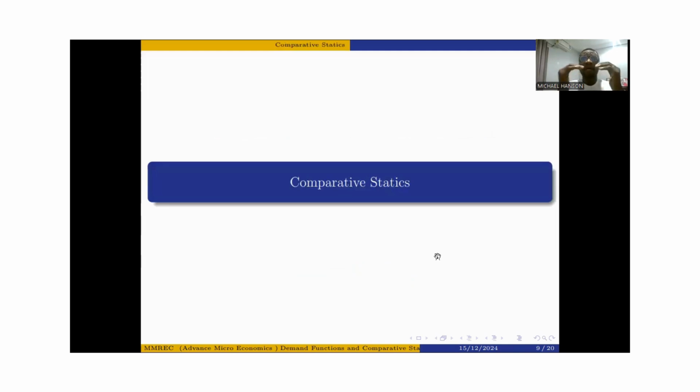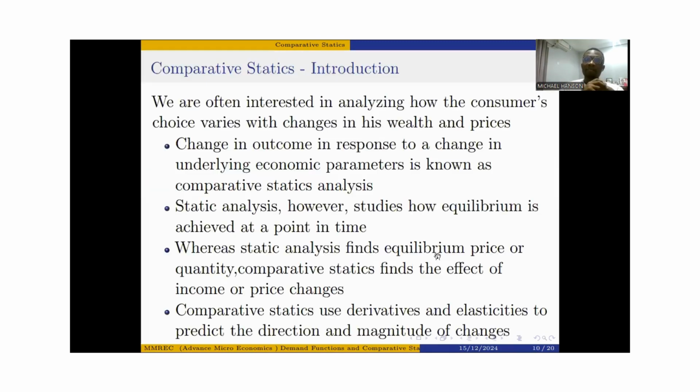Now, let's bring our attention back to what we started about comparative statistics. So now you've been able to understand the demand function, the assumptions underlying the demand function, and talk of the homogeneity rule and that of the Walras' law. Now, what happens when there is a change in any underlying economic parameter, like the price or the wealth? That's what you call comparative statistics.